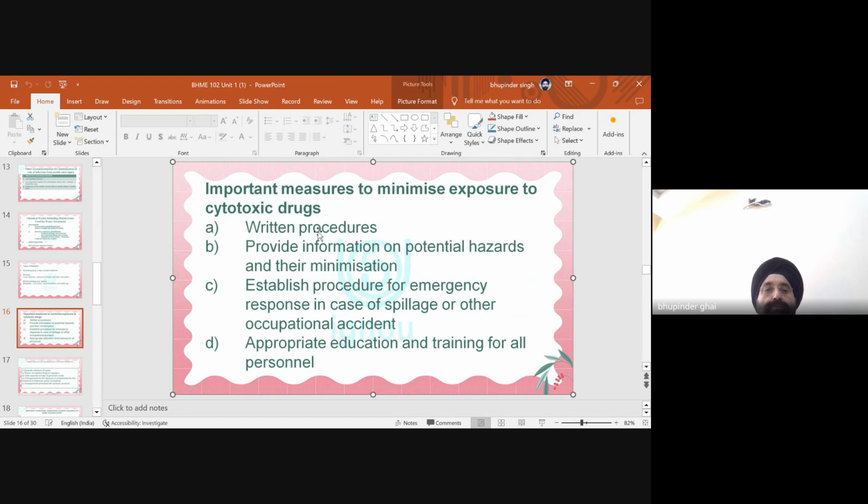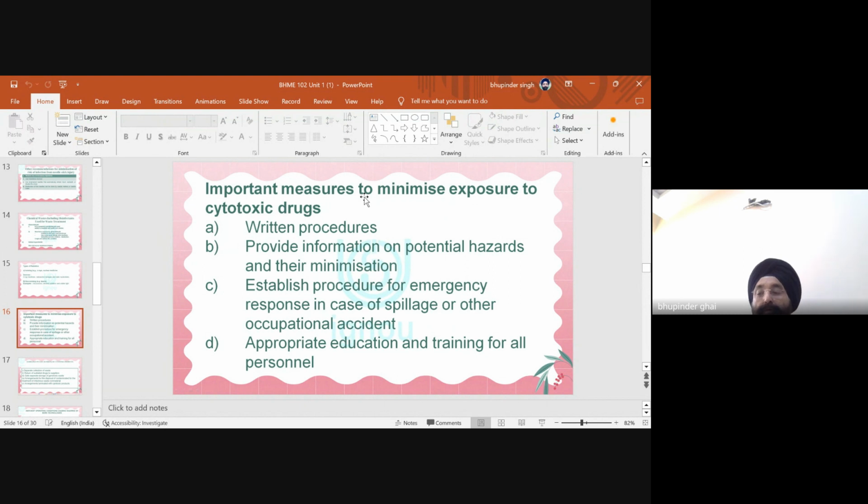So next comes cytotoxic drugs. This is also a hazardous substance. Cytotoxic drugs are the drugs which are used for the treatment of cancer. So when we give a cytotoxic drug, it kills the cancer cell. But while doing so, they also damage the normal cells.